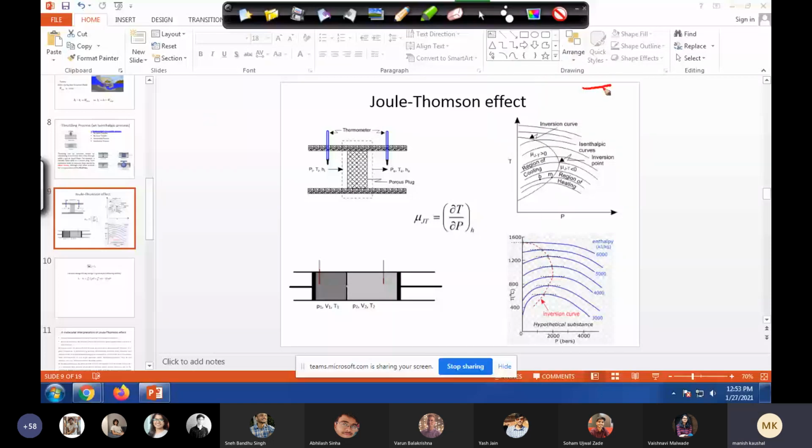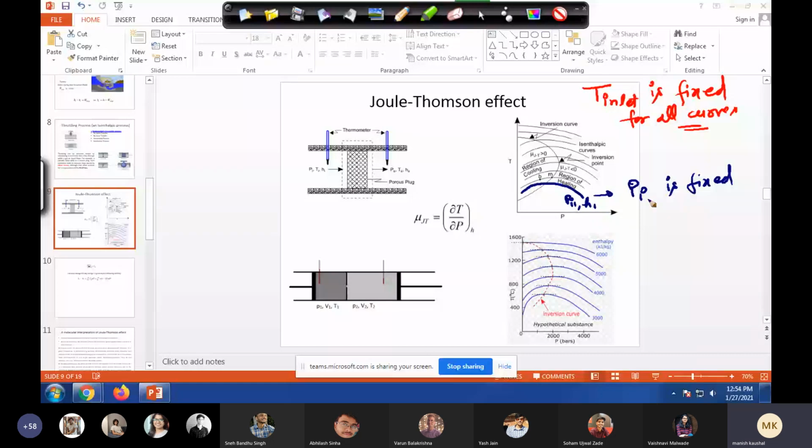So, T inlet is fixed throughout. It's not a thumb rule, but just for the sake of the experiment, it is fixed for all curves. That's how I am doing the experiment. Point number one. Then for a given curve, Pi is fixed. So if I say this is Pi1, then H1 is fixed. And this is for one curve, for this experiment.